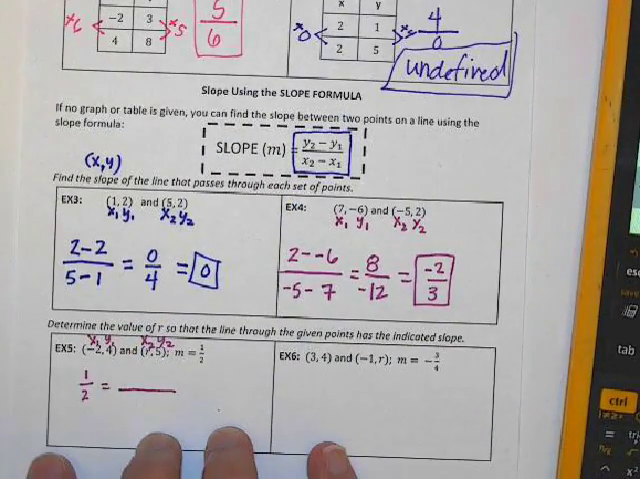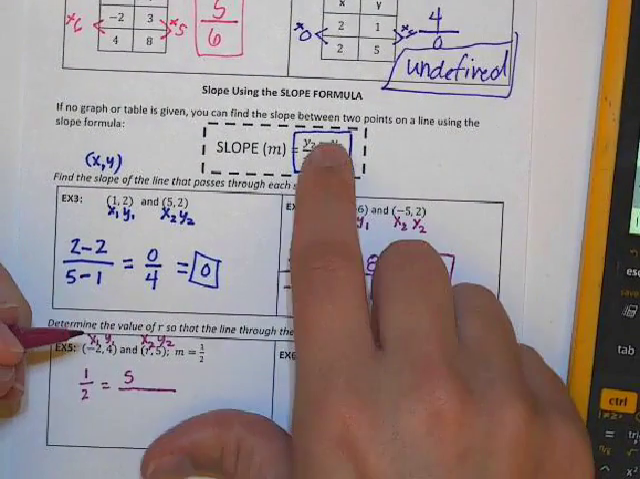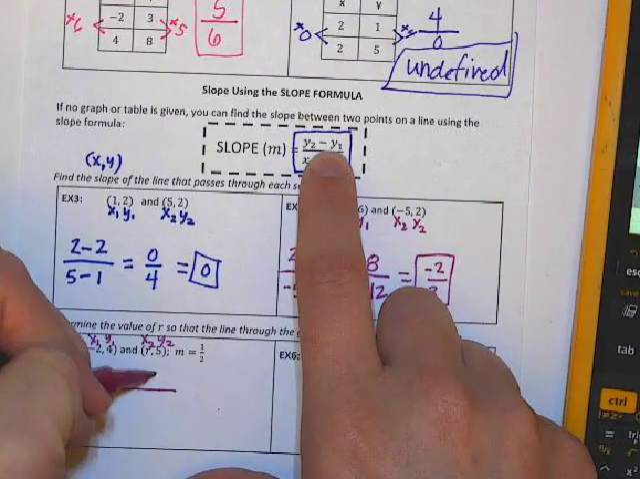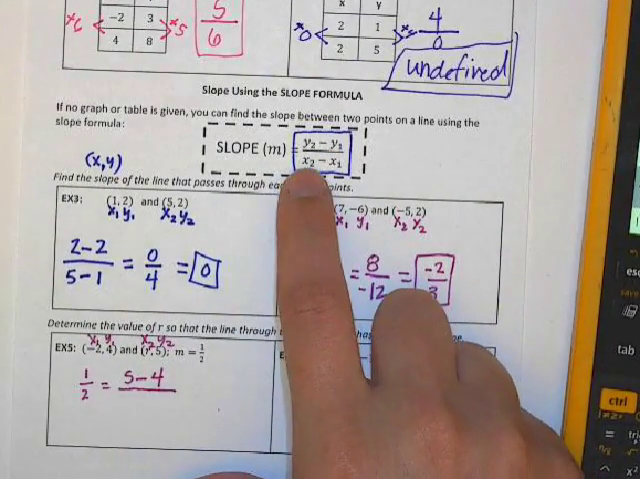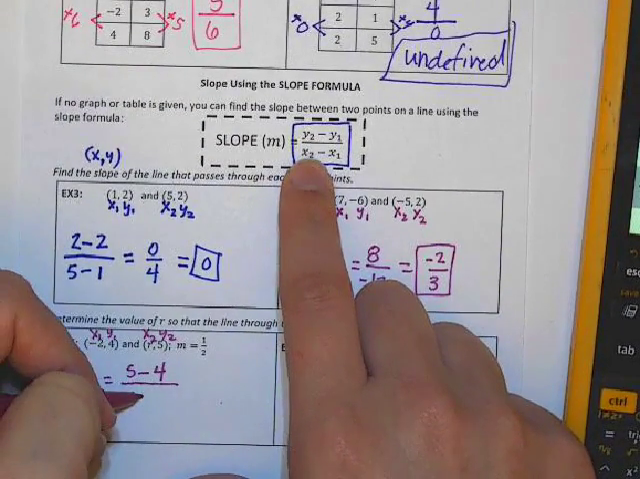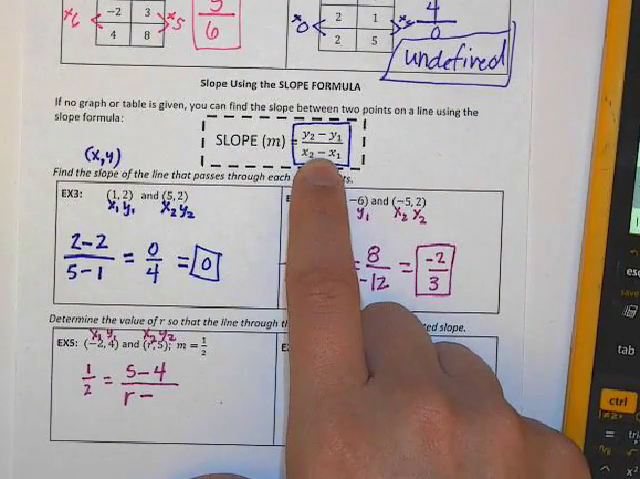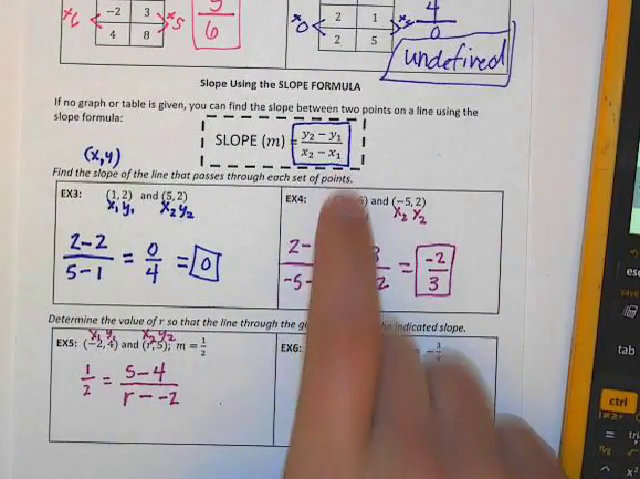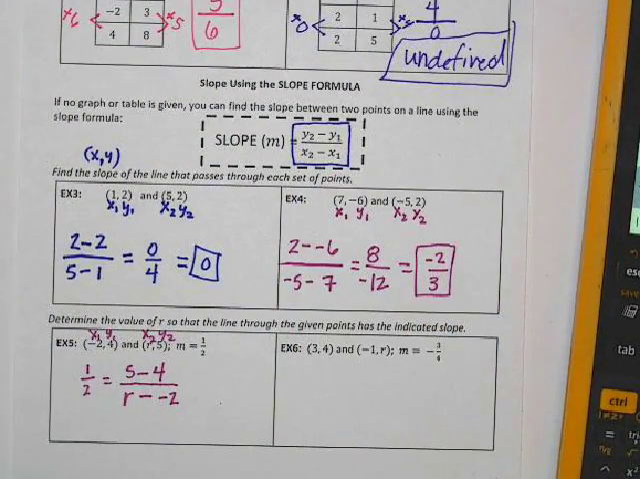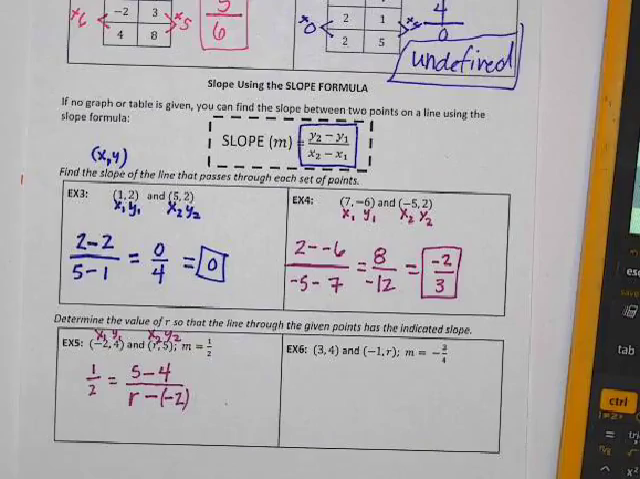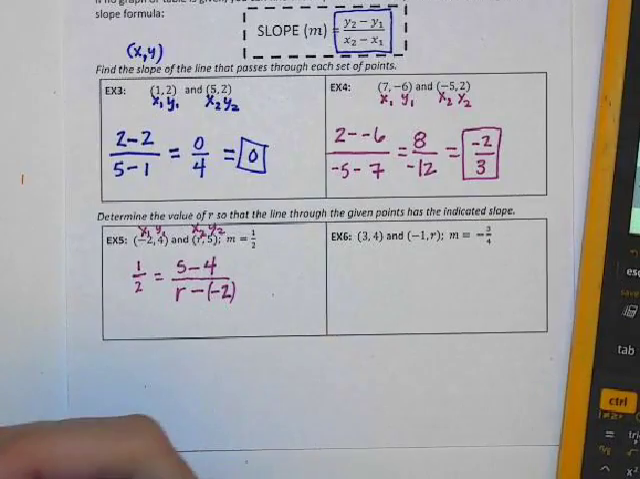Okay? And I'm going to start with my y2. What is y2? 5. Then my equation has a minus sign, so I have to write minus. My y1 is 4. Then I'm going to go to the bottom of the fraction, x2, which is r, unknown. Then my equation has a minus, so I have to write a minus. And then my x1 is negative 2. Can you put that in parentheses? Yeah, you can. Like that? You can do that. Yep. Okay. So now, how would I do this?